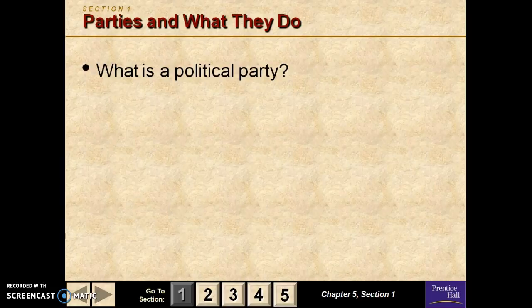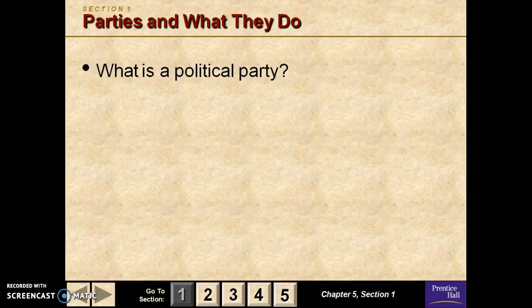At this point, I would like you to take 30 seconds and predict with your partner what a political party does. Start now. You have 10 seconds. And returning in 5, 4, 3, 2, 1.